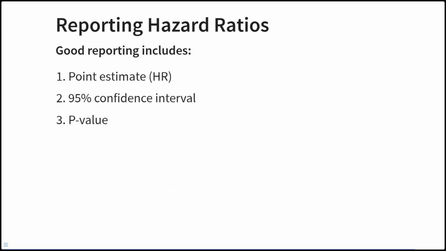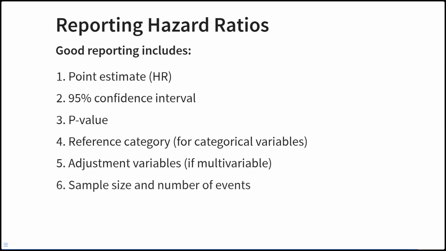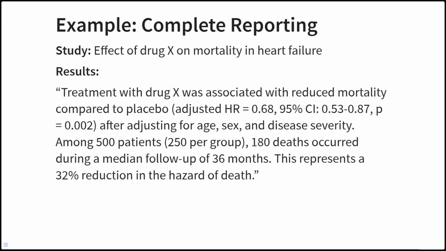So when you're trying to report hazard ratio, report your point estimate, your confidence interval, your p-value, and your reference category for categorical variables, as well as adjustment variables if you are considering multiple variables. Then your sample size and your number of events. Then your interpretation.